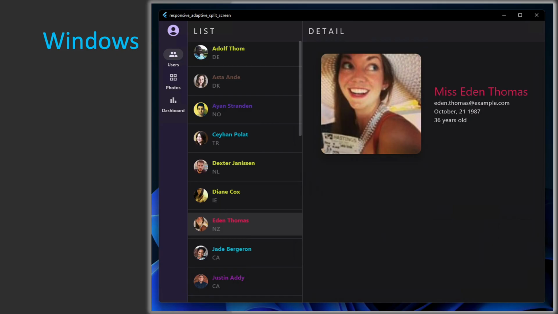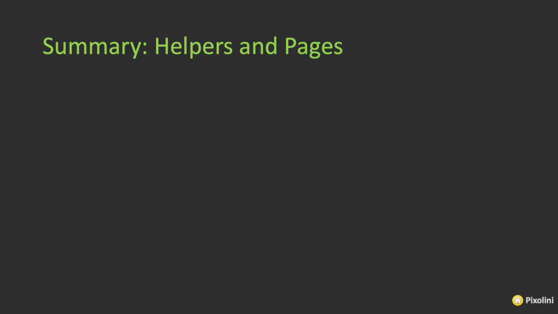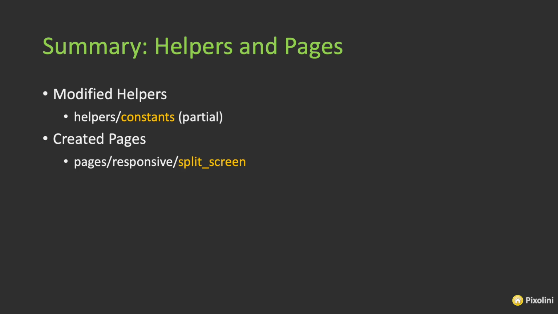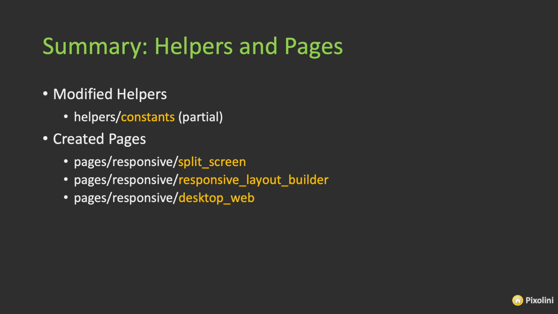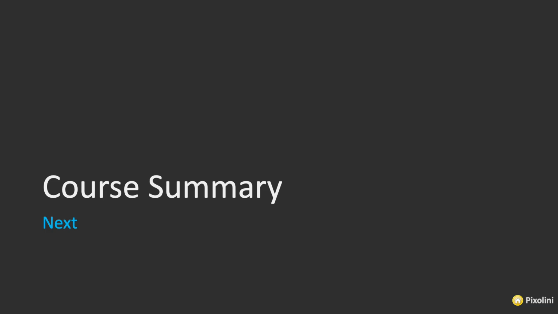Excellent. Let's get a summary of the helpers and pages. So you modified the helpers. You finished the logic and the constants. You created the split screen, created a responsive layout builder. You created the desktop web layout. You created the mobile and tablet layout. And you finished creating the homepage. Next is our course summary.